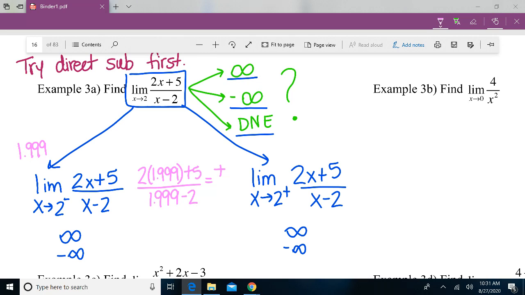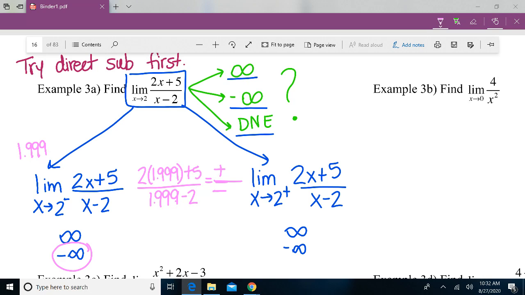On the denominator, if you take 1.999 and subtract 2, you get a negative number. Okay? So now what happens when you divide a positive number by a negative number? You get a negative number. So that means the limit as x approaches 2 from the left is negative infinity.